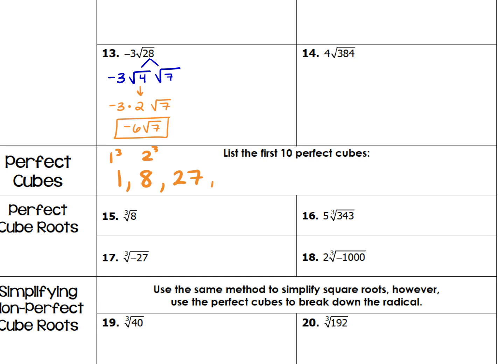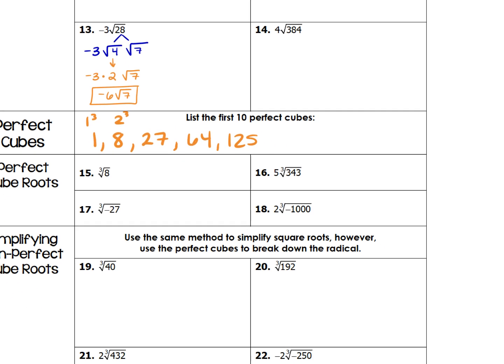Side note, I feel like those 2 show up the most. 1 really doesn't happen. This one shows up a fair amount. 4 times 4 times 4 is 64. 5 times 5 times 5 shows up a fair amount, 125. And then beyond that, we don't do a ton with these higher ones until we get to 10 cubed, which is one that shows up again.